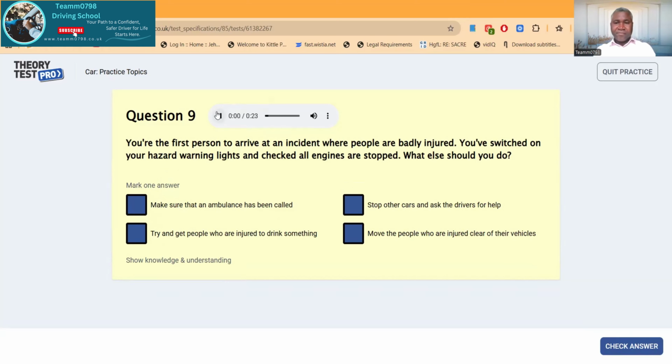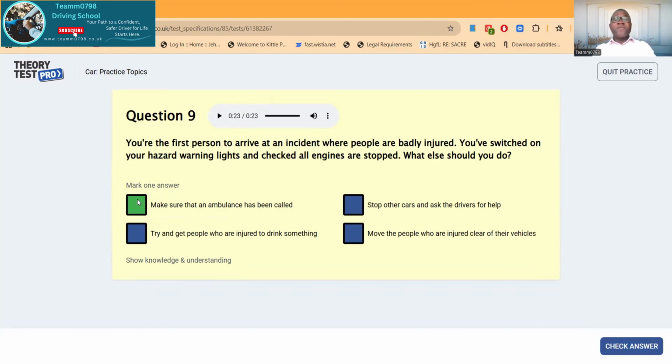You're the first person to arrive at an incident where people are badly injured. You've switched on your hazard warning lights and checked all engines are stopped. What else should you do? Make sure that an ambulance has been called. Stop other cars and ask the drivers for help. Try and get people who are injured to drink something. Move the people who are injured clear of their vehicles.